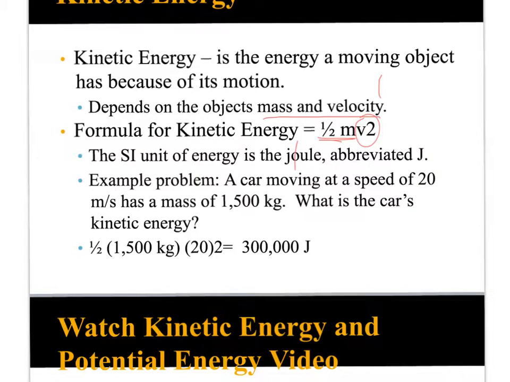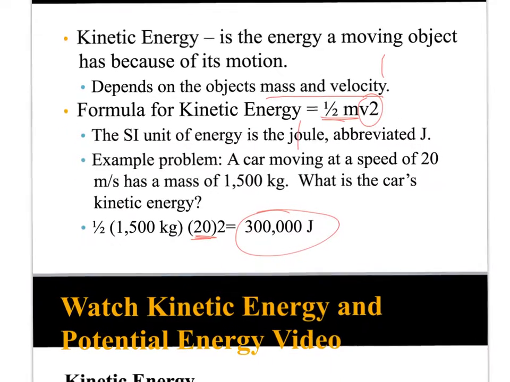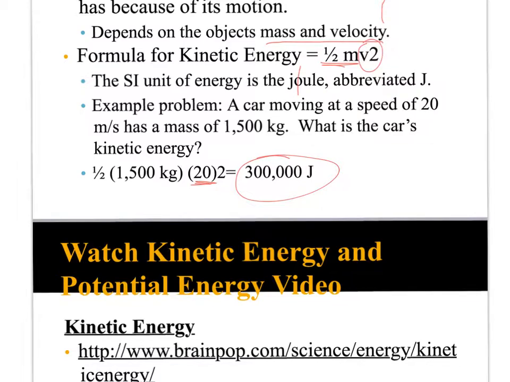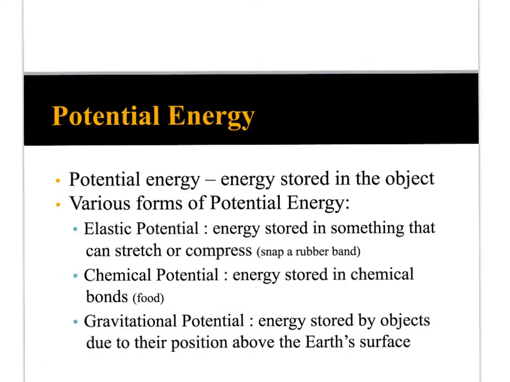So you take half of that mass and multiply by the velocity squared. The speed is going to have a drastic impact. The velocity at which an object is moving is going to have a drastic impact on its kinetic energy, because once again, it's energy because of its motion.